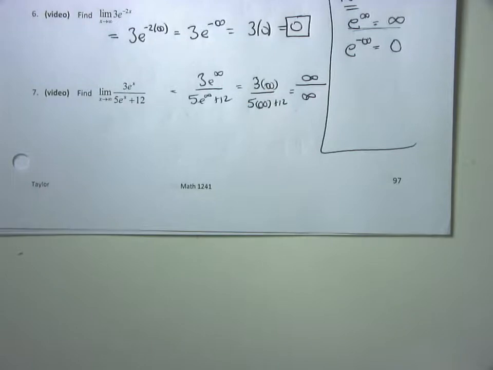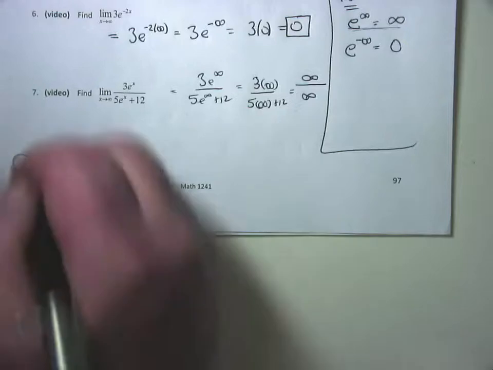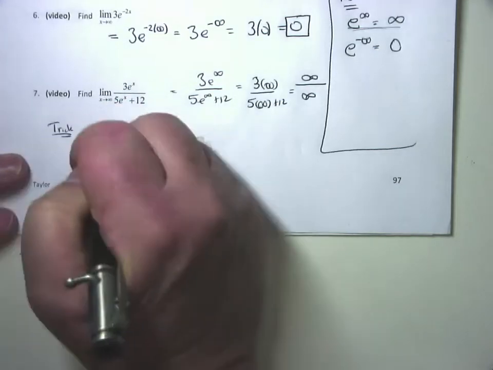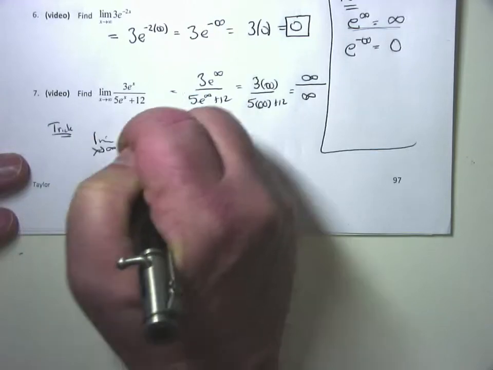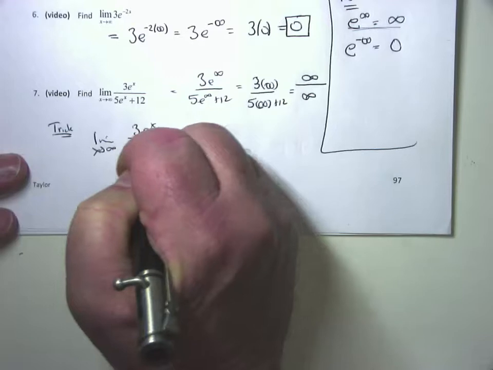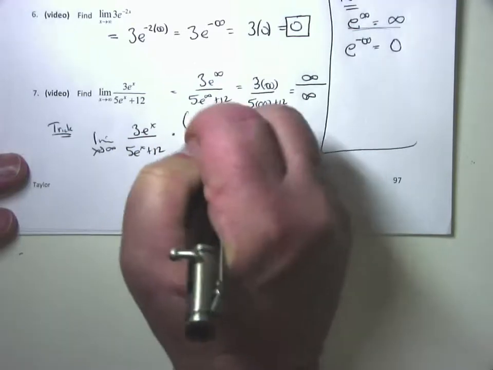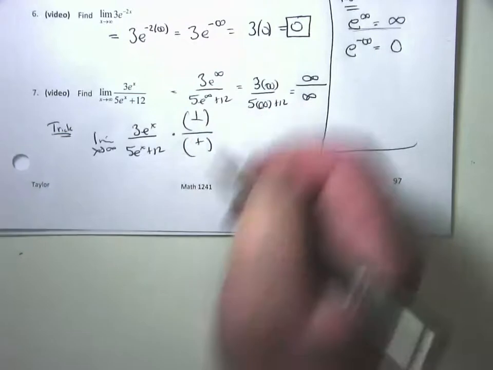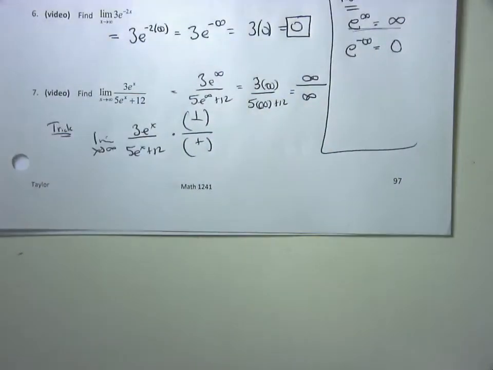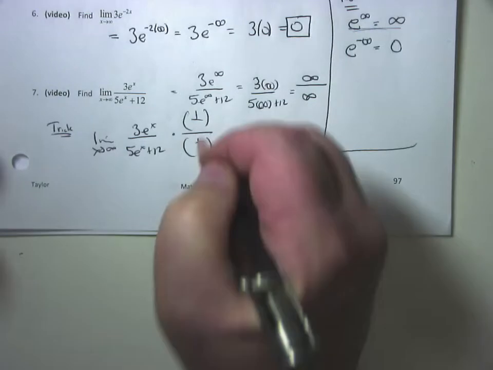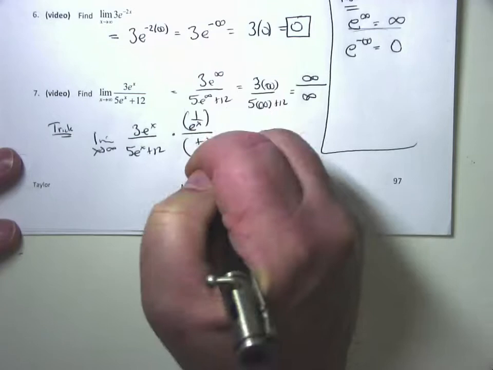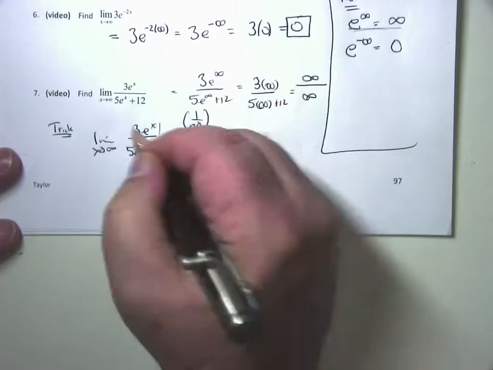So there's a trick to this one. The trick is to do this. You've got the limit as x approaches infinity of 3e to the x over 5e to the x plus 12. Well, you remember way back when in chapter 1.6, when you had infinity over infinity, you multiply by 1 over x to the largest power, the degree of the denominator. Well, this one, you don't have a denominator, but you do have an exponential. So you multiply by the 1 over e to the x. What I do to one side, I do to the other. It's a ratio of 1, which doesn't change my problem.